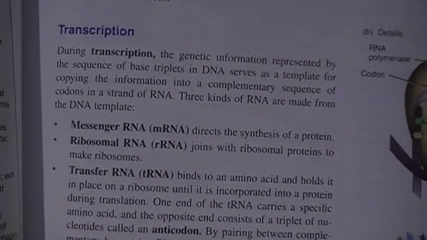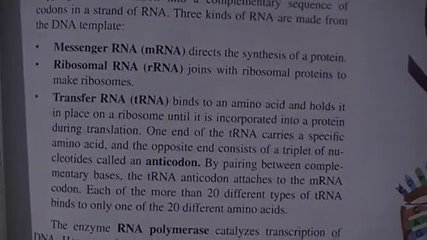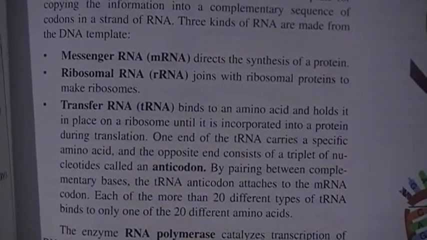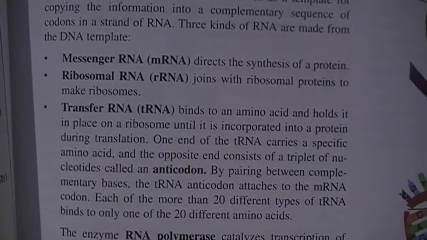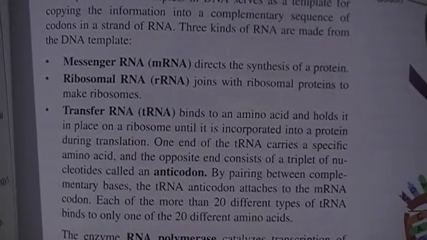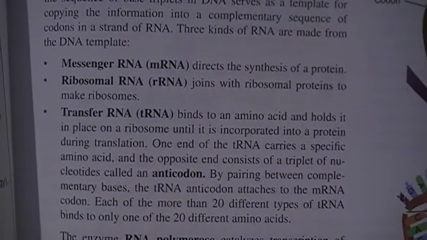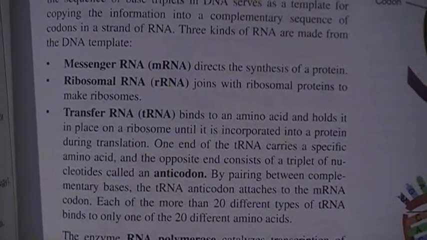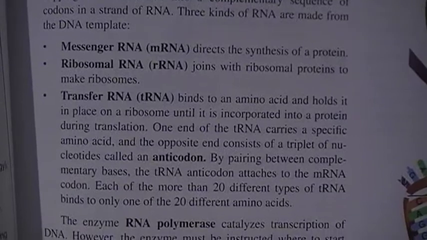3 kinds of RNA are made from the DNA template. The first kind is messenger RNA, which directs the synthesis of a protein.